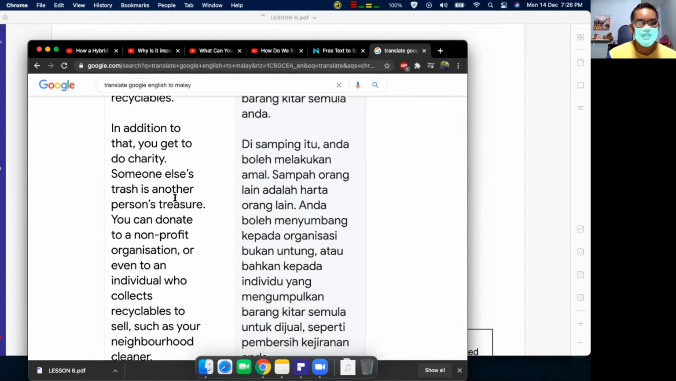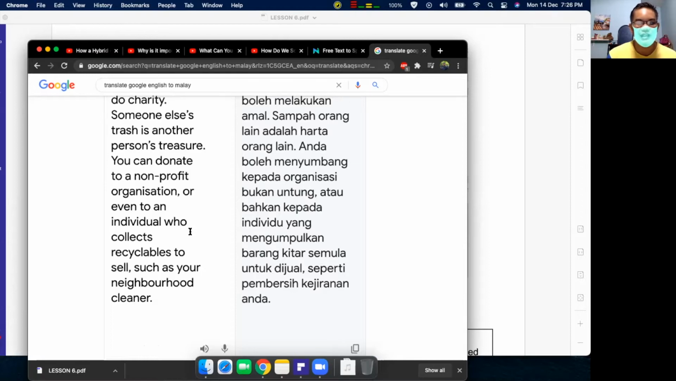Someone else's trash is another person's treasure. You can donate to a non-profit organization or even to an individual who collects recyclables to sell, such as your neighborhood cleaner. Alright then.